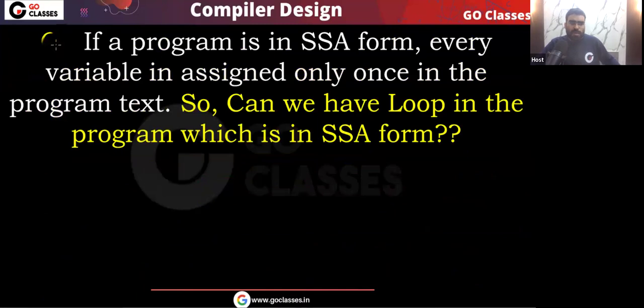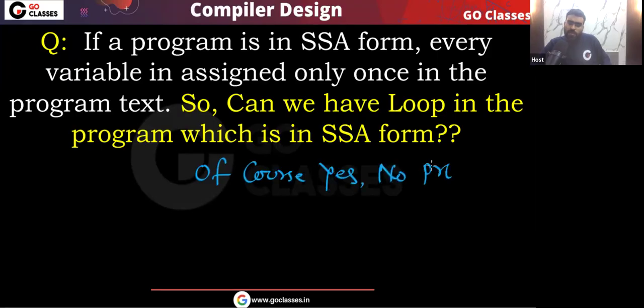So remember, if a program is in SSA form, can we have a loop in the program? The answer is of course yes, no problem. We don't care about execution.